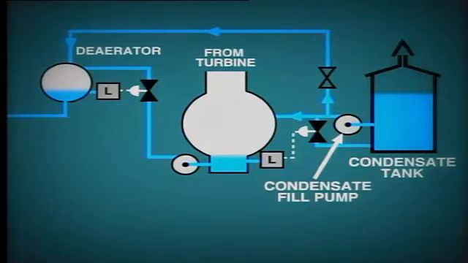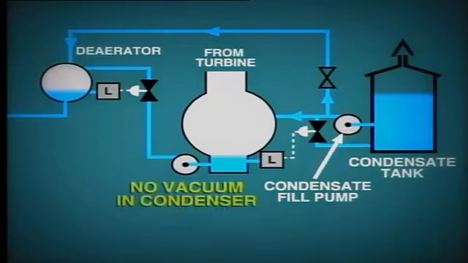One other important connection in the condensate system is from the condensate fill pump, which is located adjacent to the condensate tank. This fill pump provides sufficient pressure to allow us to add water to the de-aerator or the condenser when the unit is off load. In this condition, of course, there would be no vacuum in the condenser to draw water from the condensate tank.